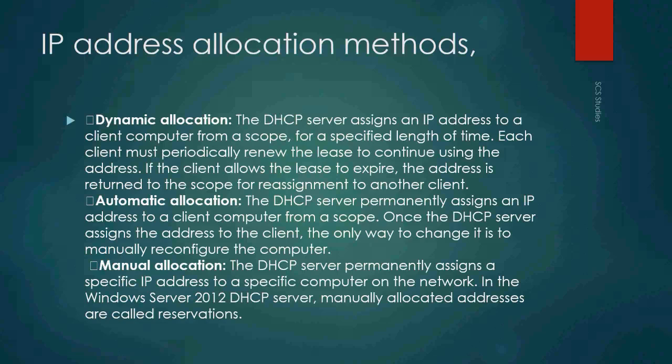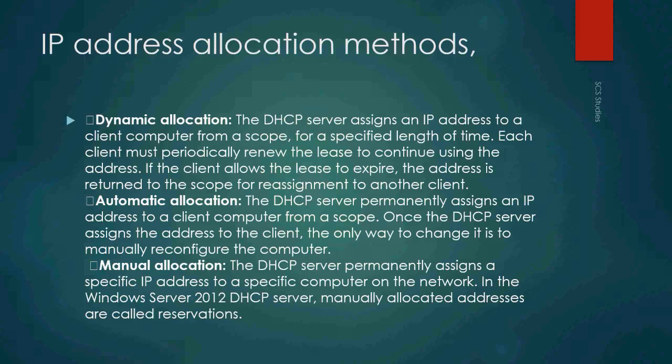Automatic allocation means an IP address which has been provided by a DHCP server to a DHCP client permanently. It is not temporary within a lease time. It is a permanent assignment. At that time, that deployment or allocation is known as automatic allocation. We can do that by configuring the lease period as unlimited, and we can also do that by using DHCP reservation.